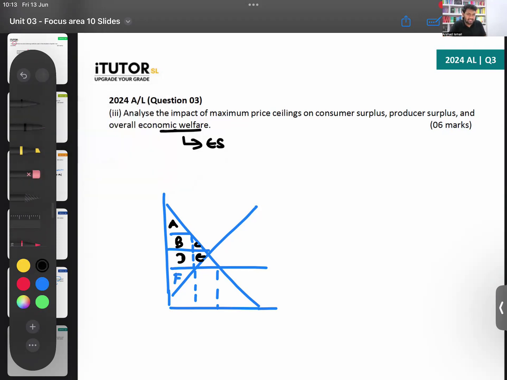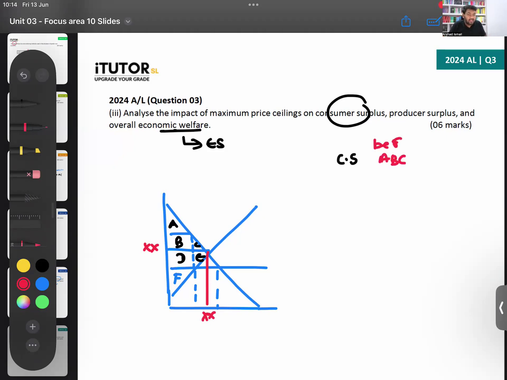This part is very easy from your tute itself. So when they ask you how this affects consumer surplus, you have to say consumer surplus before the maximum price. Before, the consumer was paying this price and buying this quantity. Therefore, consumer surplus before was A, B, and C.